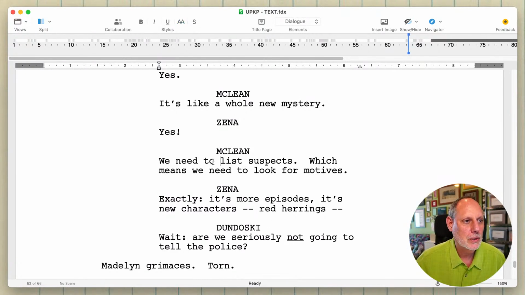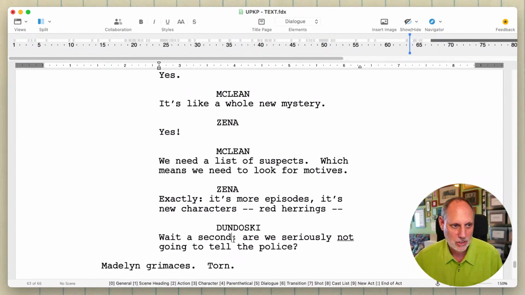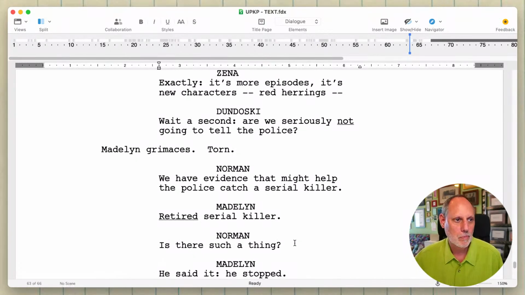We need a list of suspects, which means we need to look for motives. It's more episodes. It's new characters. Red herrings. Wait a second. Are we seriously not going to tell the police about...? We talked to CSK.